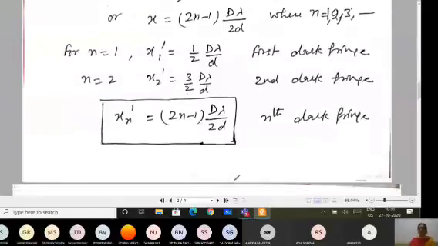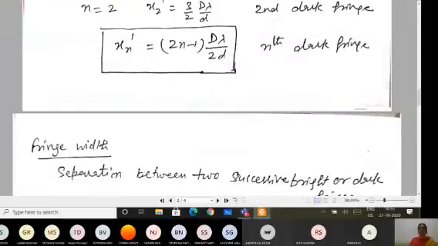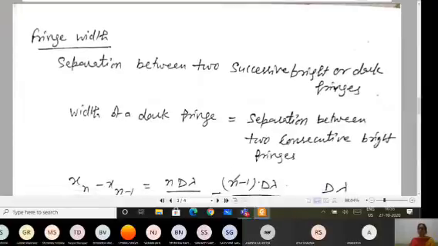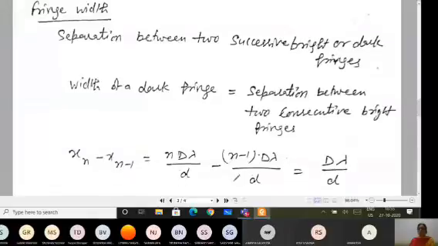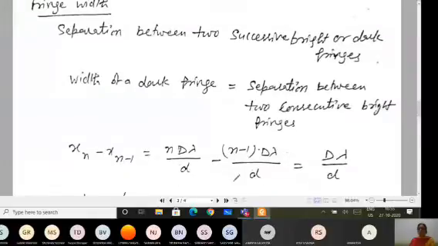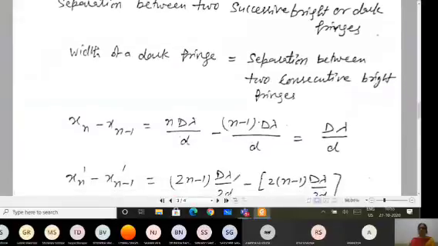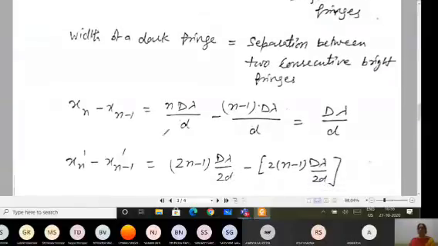Then if you wish you can find the fringe width. So the fringe width you have to find. That means we want to see the separation between two successive bright or dark fringes. It means two consecutive bright fringes will give me the width of the dark fringe. Or similarly, if you take the separation between two consecutive dark fringes, it will give me the width of the bright fringe.